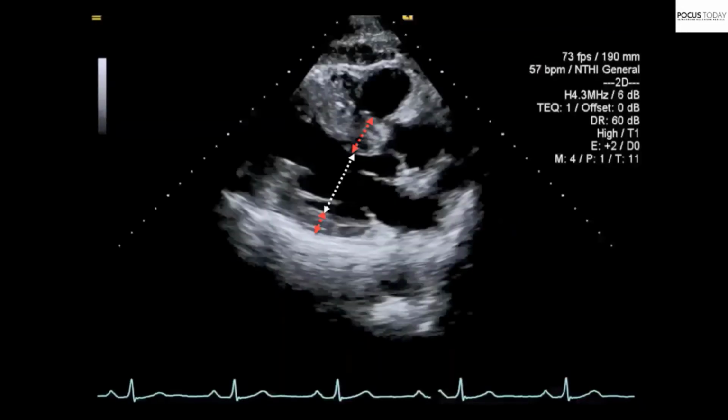The red markers show the measurements for LV wall thickness. We can freeze the frame in end diastole for measurement of LV wall thickness. The white marker indicates the measurement of LV internal diameter in diastole. Measurement of the LV diameter in end systole allows for calculation of fractional shortening. Sometimes it's difficult to eyeball LV systolic function, and we can use quantitative methods of LV systolic function such as fractional shortening and endpoint septal separation.